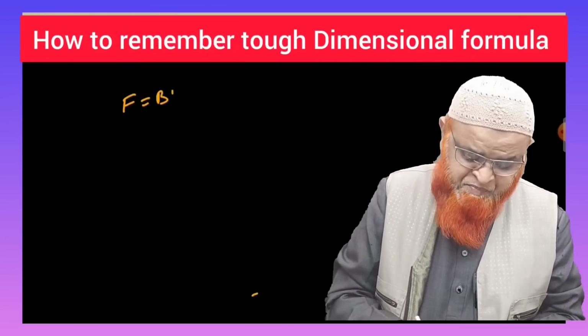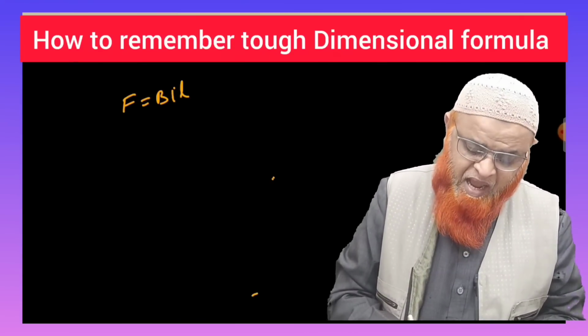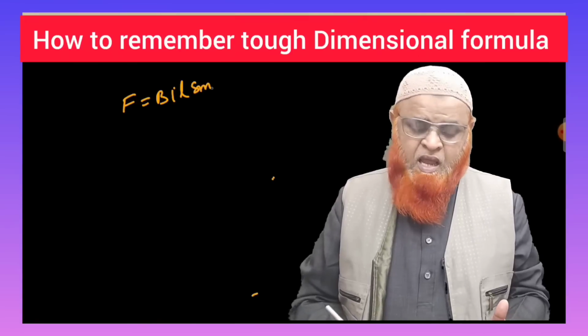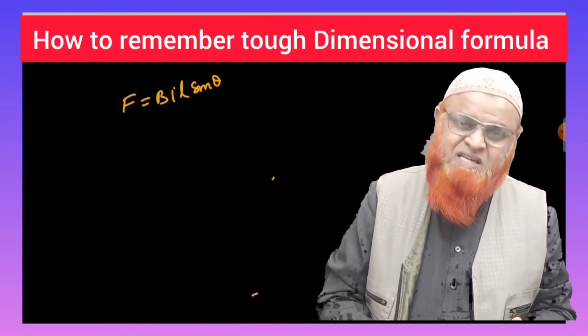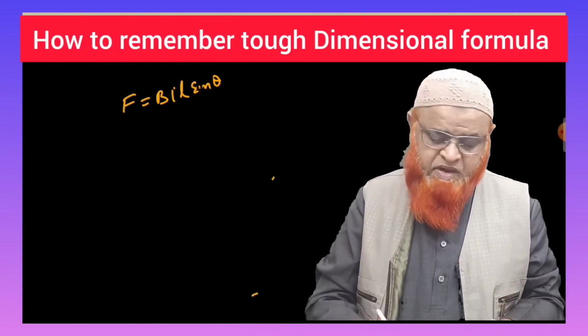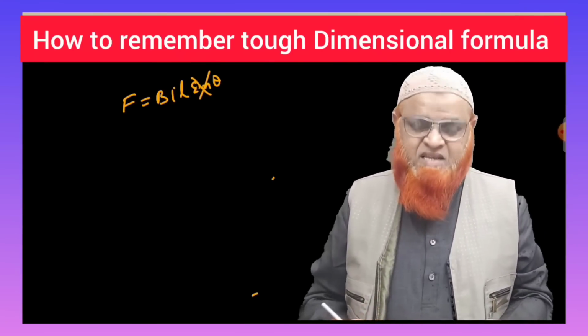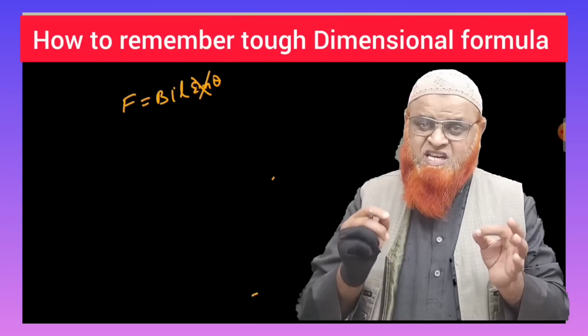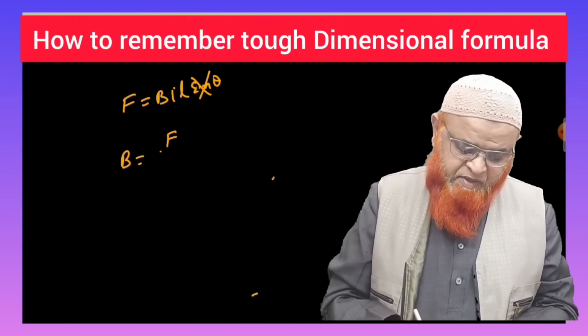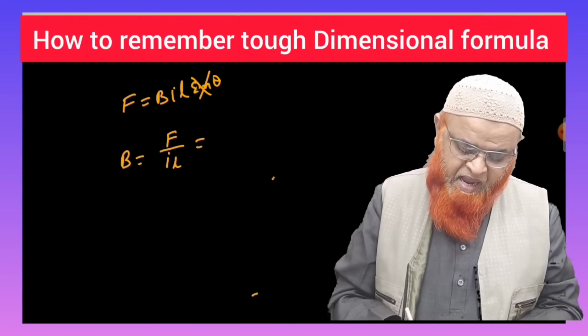You all know that force is going to be BIL. And you can also write, if you want, sine theta, but trigonometric functions do not have any dimension, so we can cancel it. Then you have to find out what is the dimensional formula for B. It's very simple: if you write B, you will write F by IL.